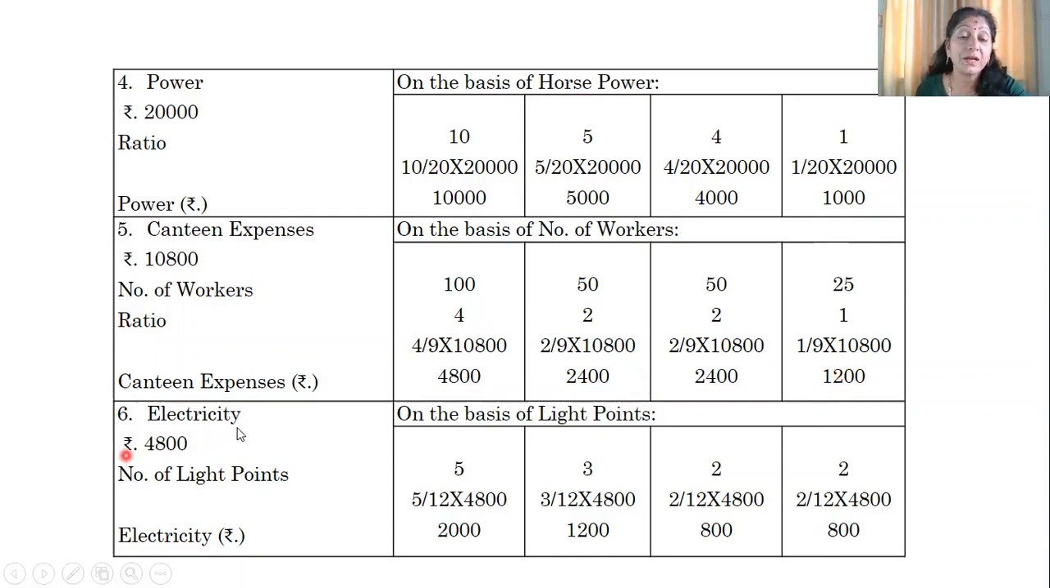Then electricity, the last one. The electricity value given in the problem is 4,800, on the basis of light points. The number of light points is given in the problem, and we find the ratio 5:3:2:2. Okay. Then we have to calculate the portion of electricity for the various departments, production departments as well as service departments. Electricity: 5 divided by 12 into 4,800, that is 2,000 for A, and 3 divided by 12 into 4,800, that is 1,200. Then 2 divided by 12 into 4,800, 800. 2 divided by 12 into 4,800, 800.